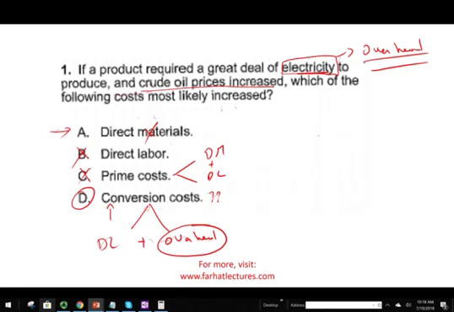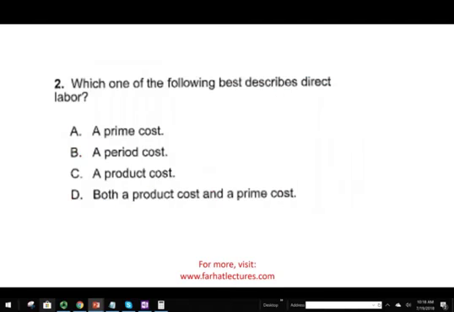So you need to know what conversion cost is. Conversion cost is direct labor plus overhead. Prime cost is direct material plus direct labor. Make sure you know the difference. And that's why this is a basic cost terminology session.